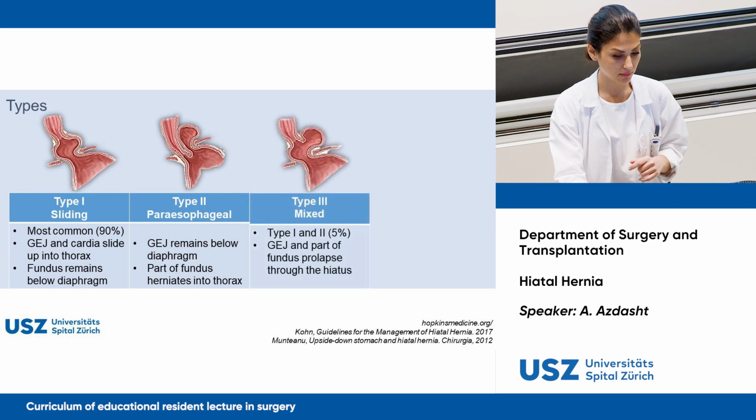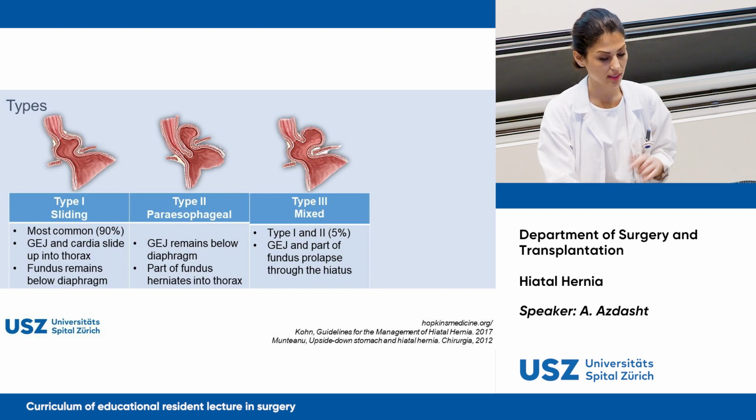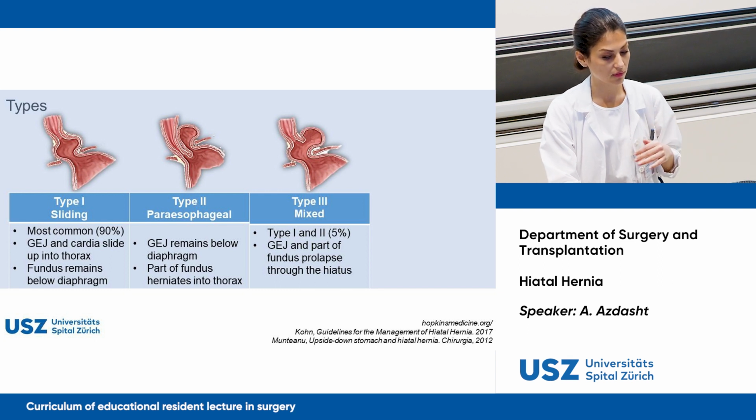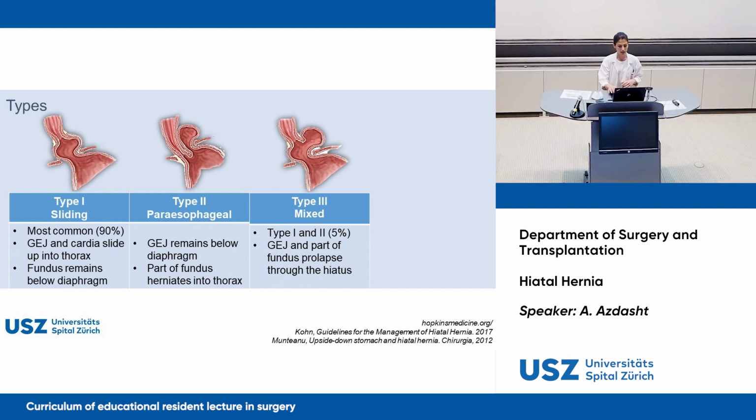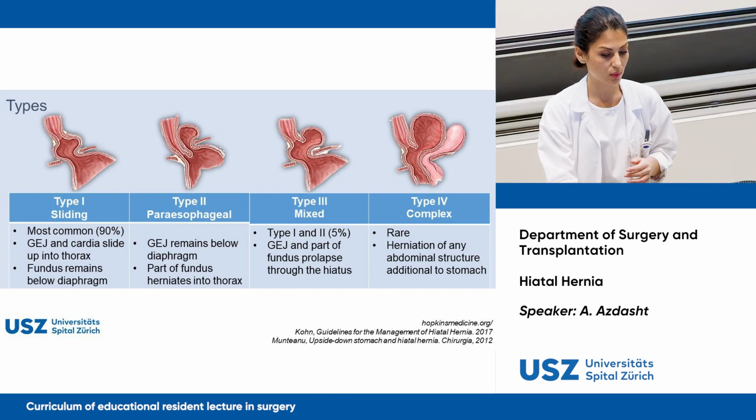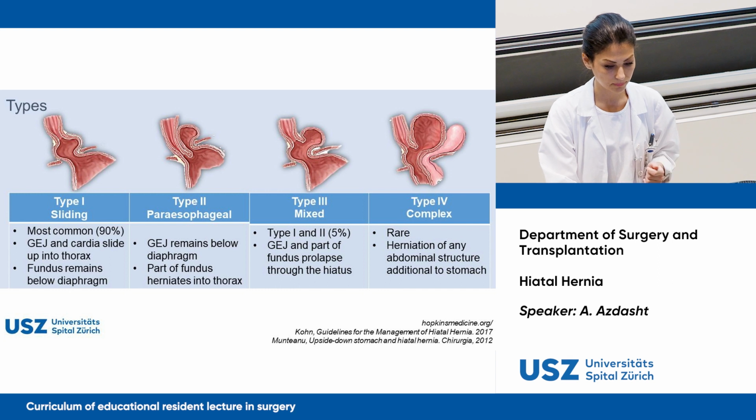Then we have type 3. This is a mixed hernia, and as the name actually gives it away, we have a mixture of type 1 and type 2. So the gastroesophageal junction here and part of the fundus prolapses through the hiatus. And type 4, the complex hiatal hernias, which is actually a rare condition, but in this case, we have a herniation of any abdominal structure other than the stomach. So this can be the omentum, it can be the colon, it can be the spleen even.